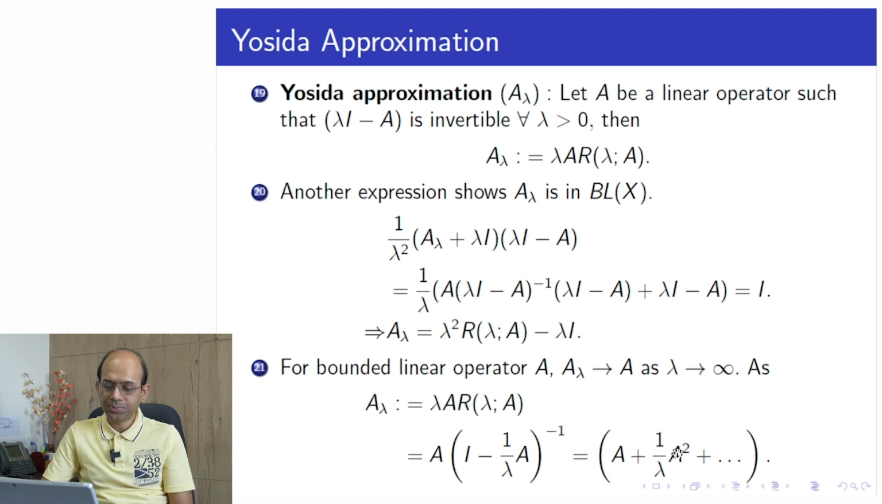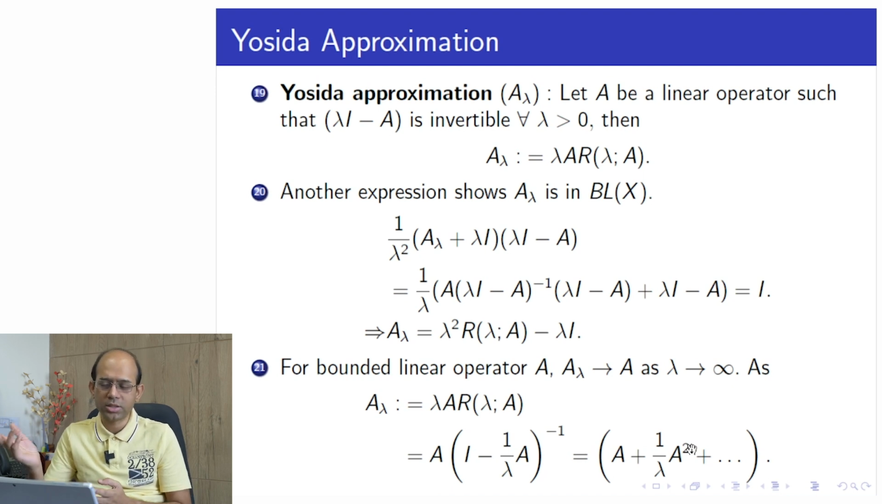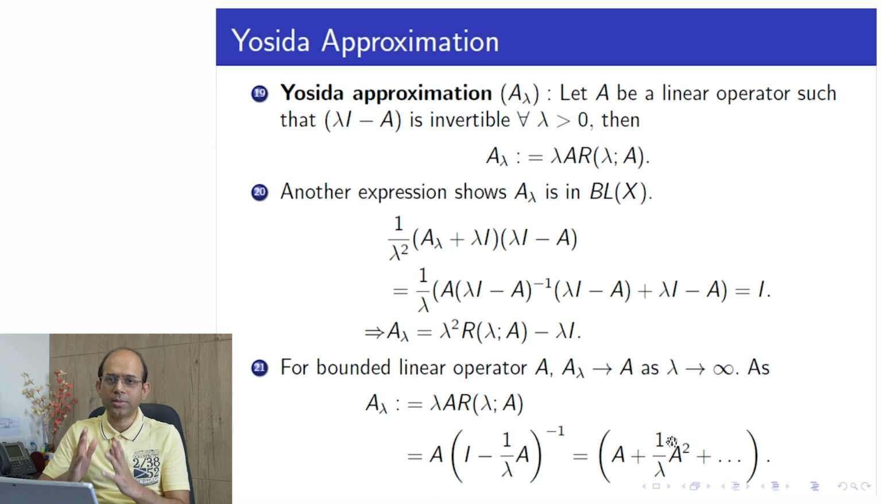Now if we take the norm of these terms, these are decreasing like a geometric progression, GP series, because A by lambda is less than 1, and the square, cube, etc. terms appear there. So that converges, and as lambda tends to infinity, all these terms go to 0. So what we are left with is just capital A. In other words, A lambda converges to A as lambda tends to infinity.